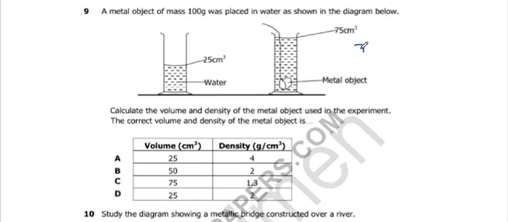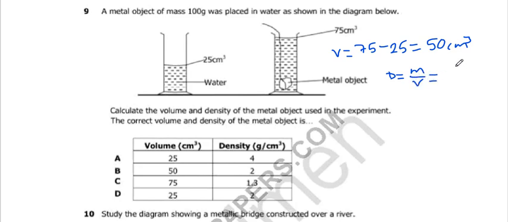So I've got 75 minus the initial volume was 25, and this would give us 50 centimeter cubed. So this is the volume of the metal object alone. Then density is found by, what is the formula for density? Density equals mass over volume.